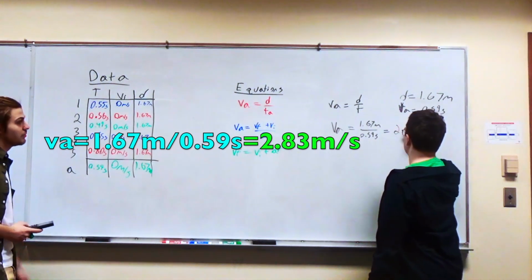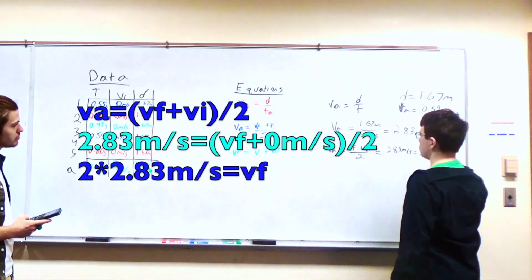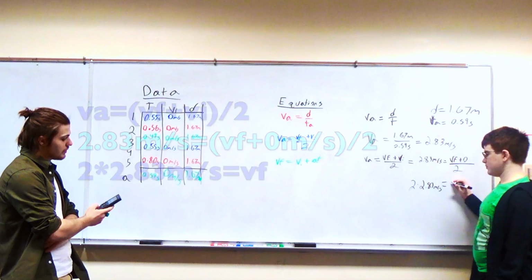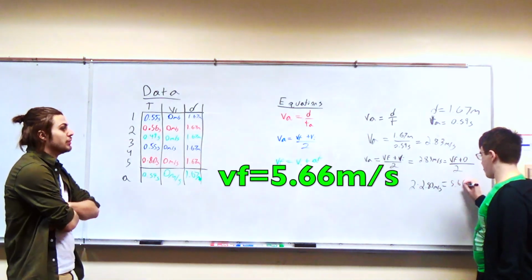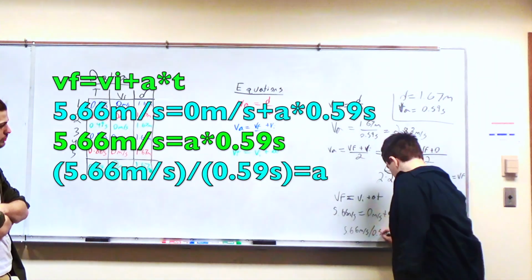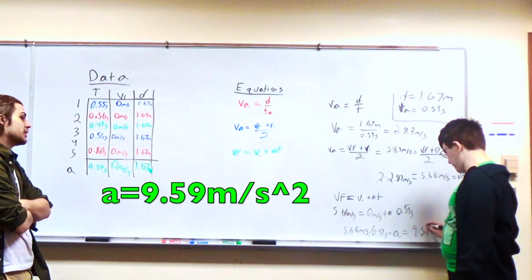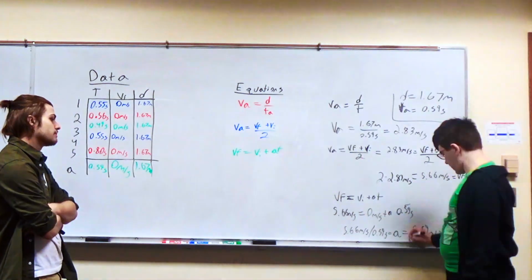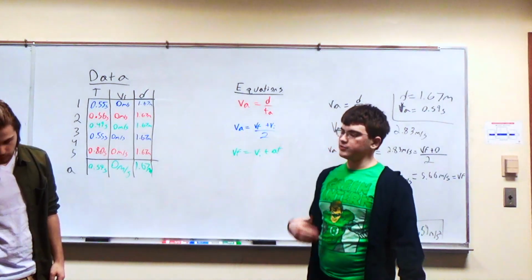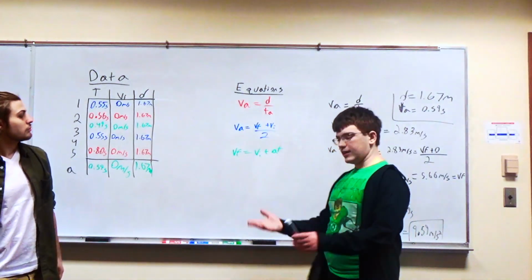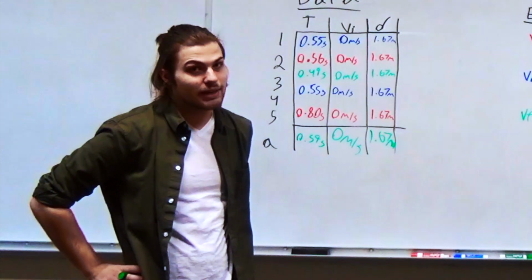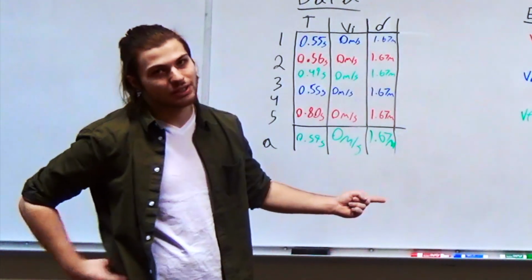2.83 meters per second equals 5.66 meters per second. Equals 9.59 meters per second squared. I would like to thank Green Lantern for doing the calculation part on the calculator. And if you guys were cool, you would have done this along at home.